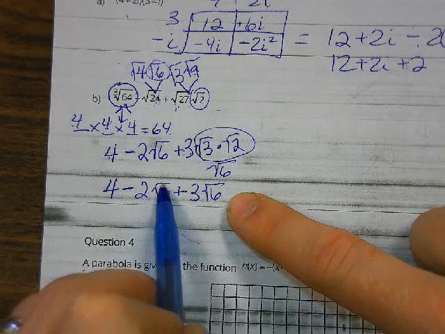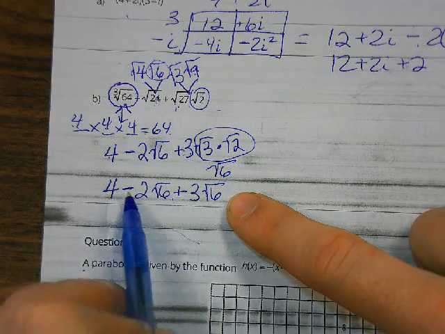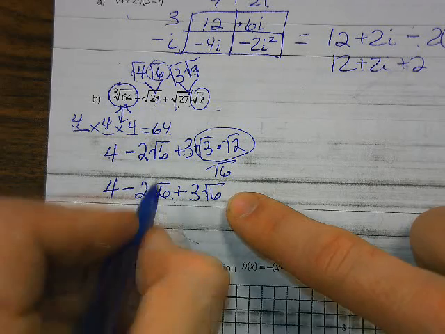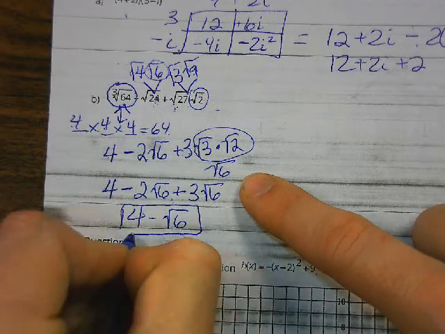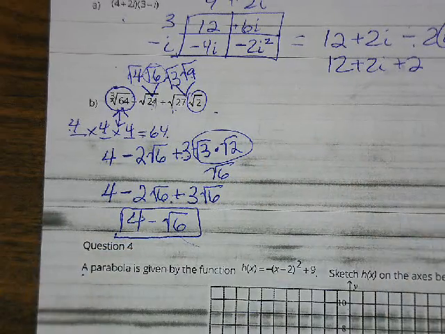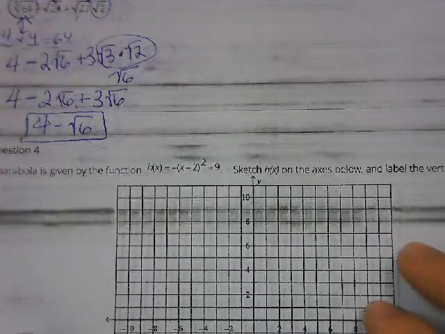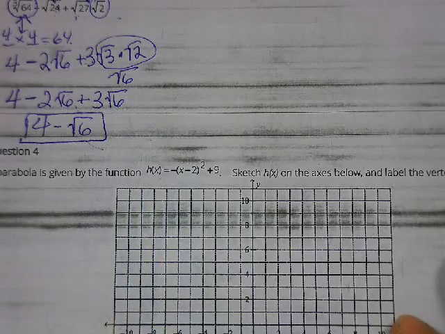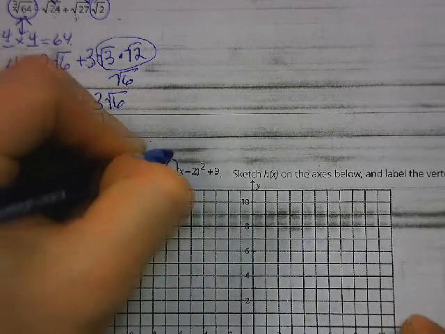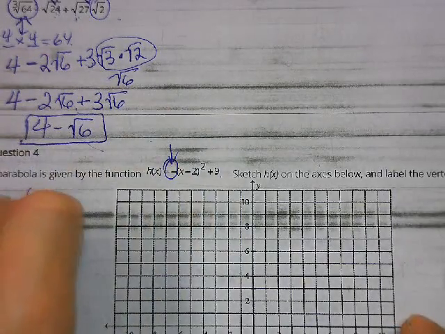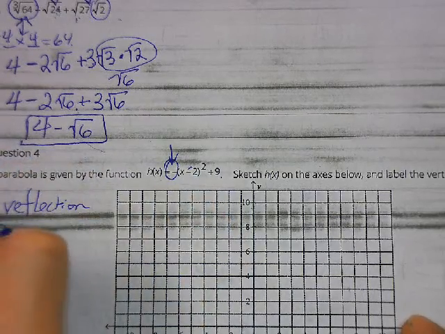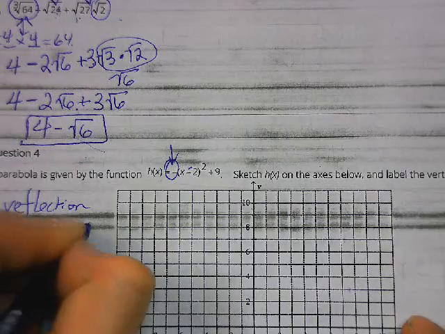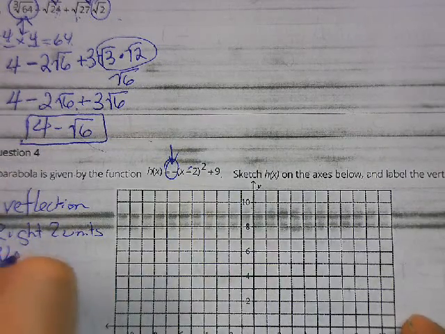The very last problem, they give you a parabola and they ask you to graph it. A couple of things you know, this negative sign means that it's a reflection. The negative 2 means it's been shifted right 2 units. And the plus 9 is up 9 units. You also know the vertex, it's right here. It's positive 2, comma, positive 9. So vertex at positive 2, comma, positive 9.